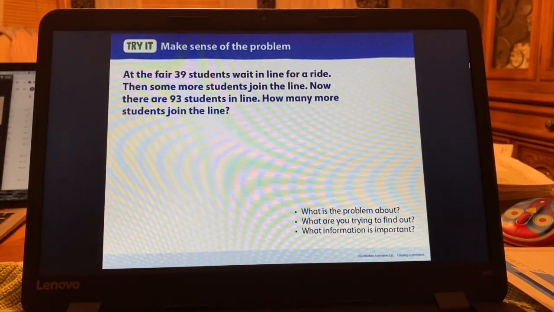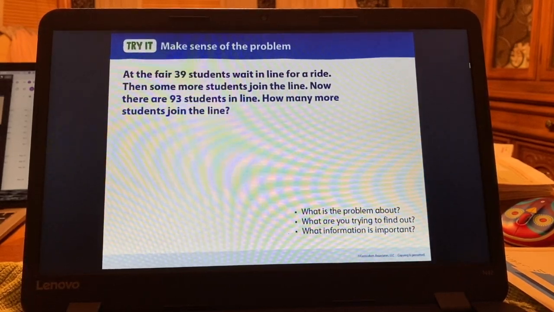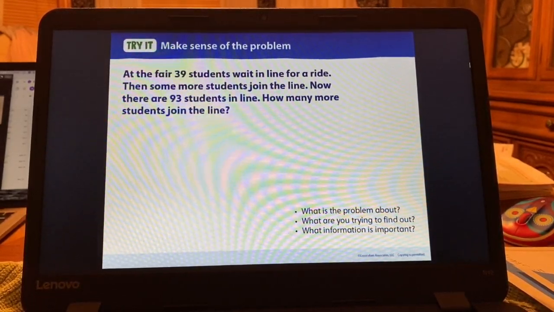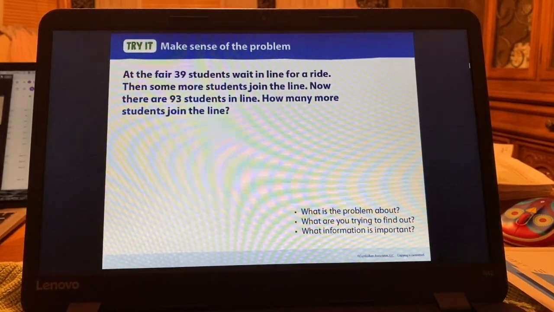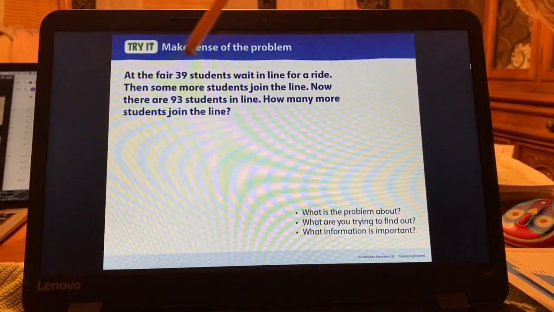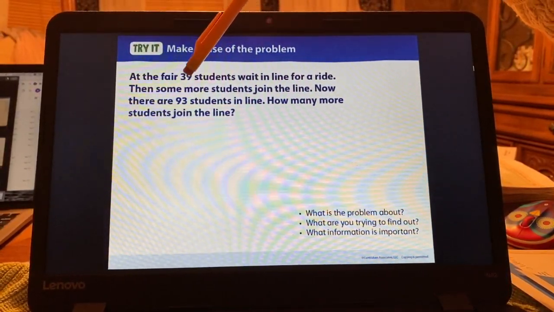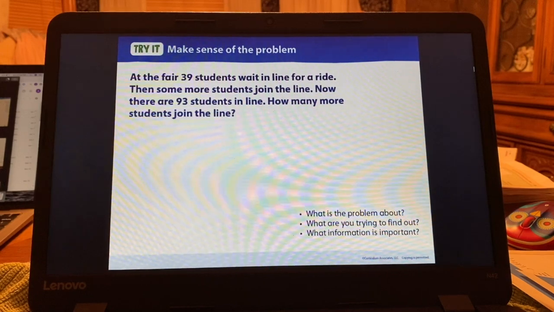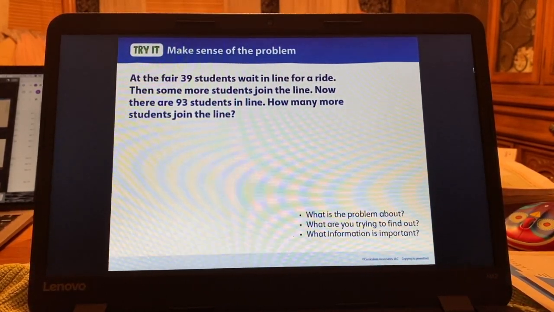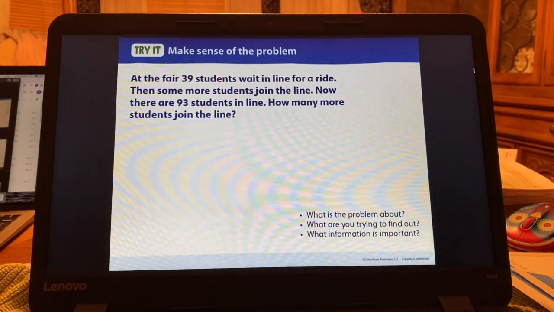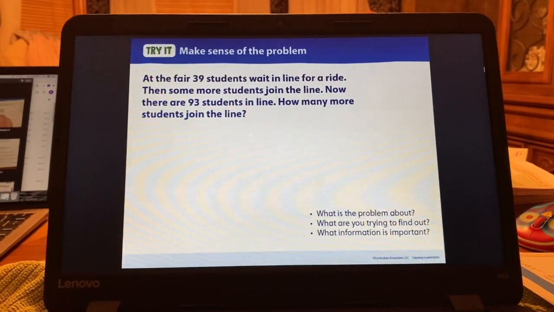Well, we're trying to find out how many more join them in line, and which information is important? It's really important that we know the number at the start, which is 39, and the number at the end, which is 93, but we don't know that in between number, do we? The missing addend. So how we figure that out is, again, a review. We've worked on this before.